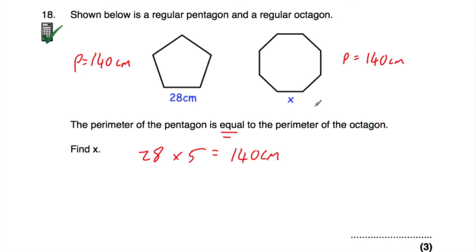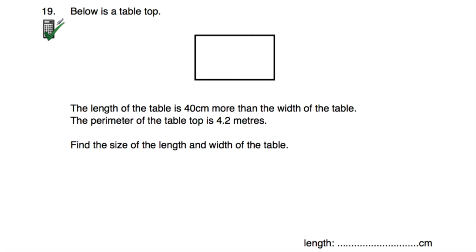Now, the octagon has got 8 sides. It's a regular octagon, and each of the sides have got the same length. So if we do 140 divided by 8, that'll tell us the length of each side of the regular octagon. So 140 divided by 8 is equal to 17.5 centimeters. So to find x, the length of this side, that's going to be 17.5 centimeters, and that's it. Okay, so question number 19.